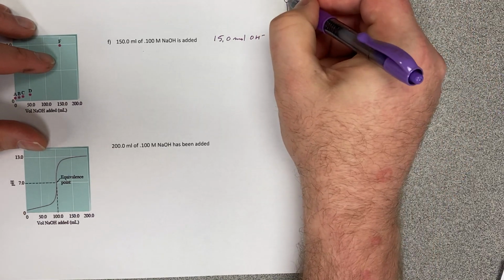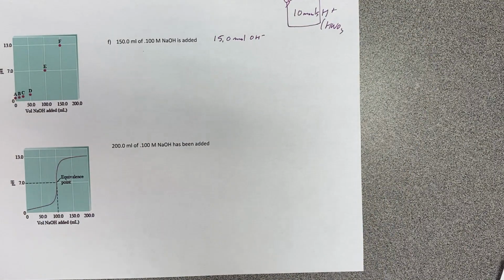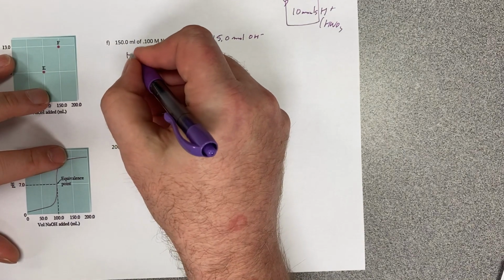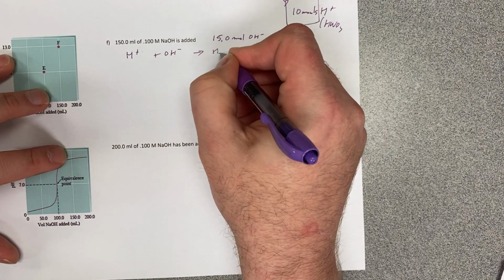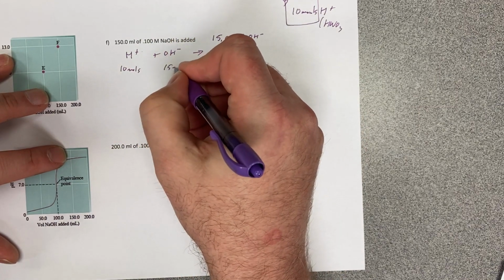And to that, we're now adding 15 millimoles. Each time we're starting from the beginning and seeing what we'd end up with. So again, we're going to write our equation out. H plus OH minus goes to H2O. And in this case, we have 10 millimoles of this. We have 15 millimoles of this.